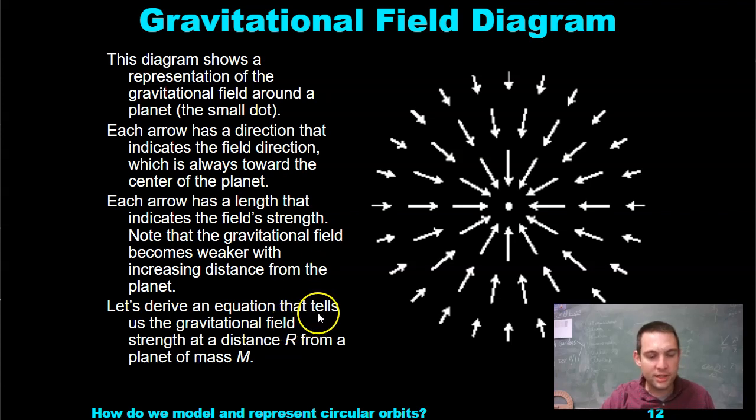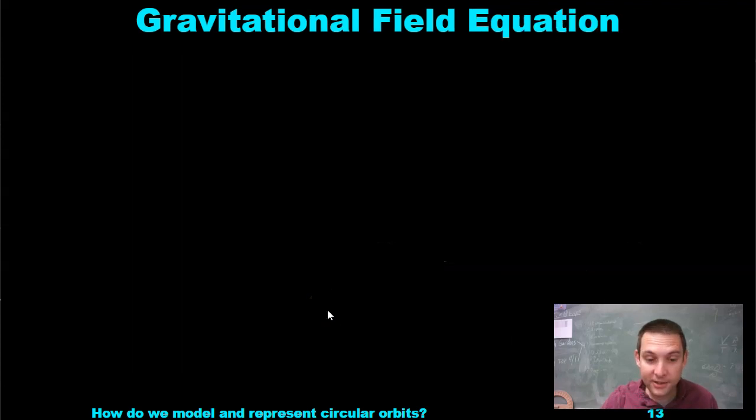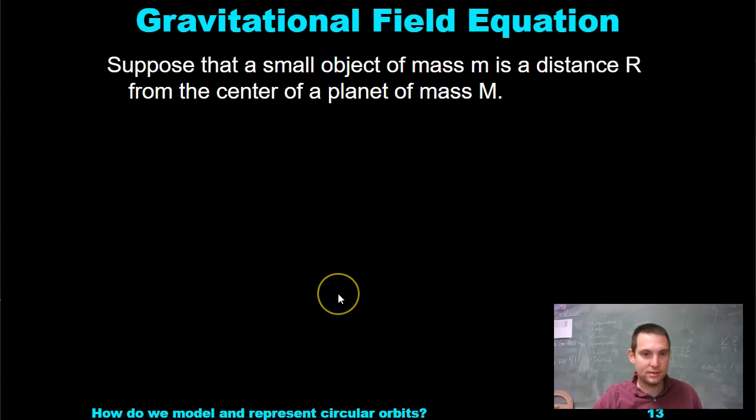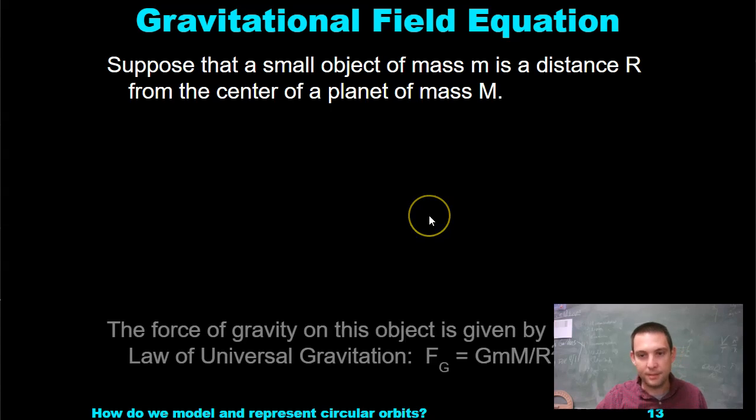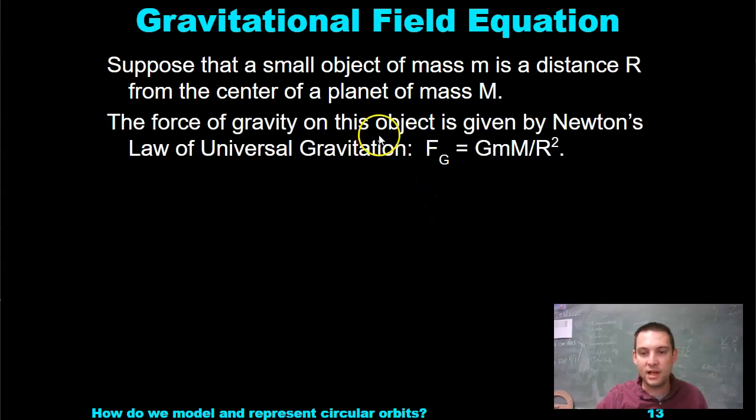Let's derive an equation that tells us the gravitational field strength at a distance r from planet mass M. Suppose the small object of mass m is a distance r from the center of planet bigger mass M. The force of gravity on this object is given by Newton's law of universal gravitation, G times M m over r squared.